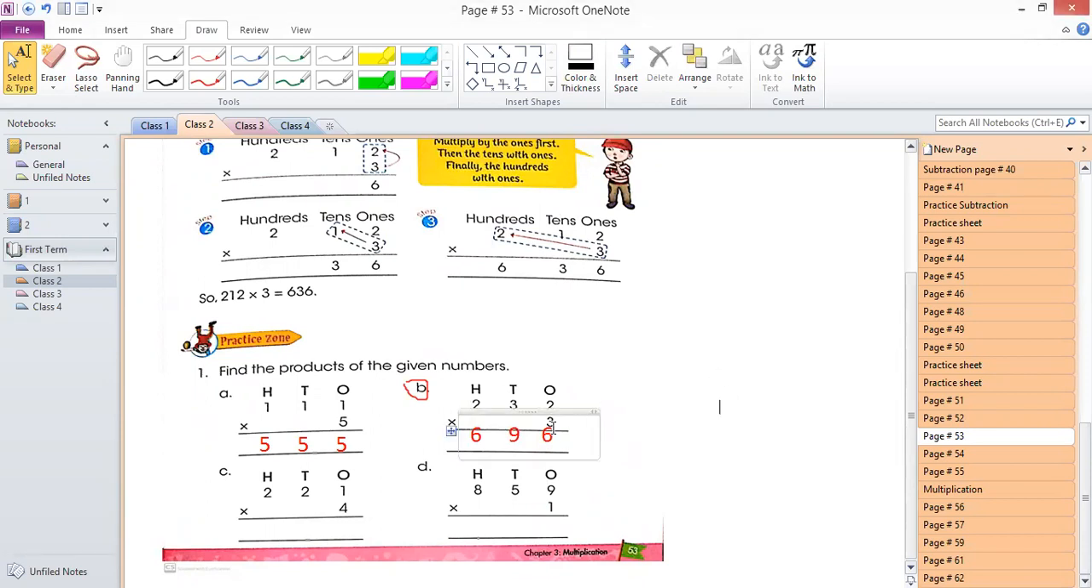Exactly, guys. The answer is 696. When you multiply, 3 by 2 equals 6, 3 by 3 equals 9, and 3 by 2 equals 6. So the answer is 696. Now, guys, you have to solve this one.